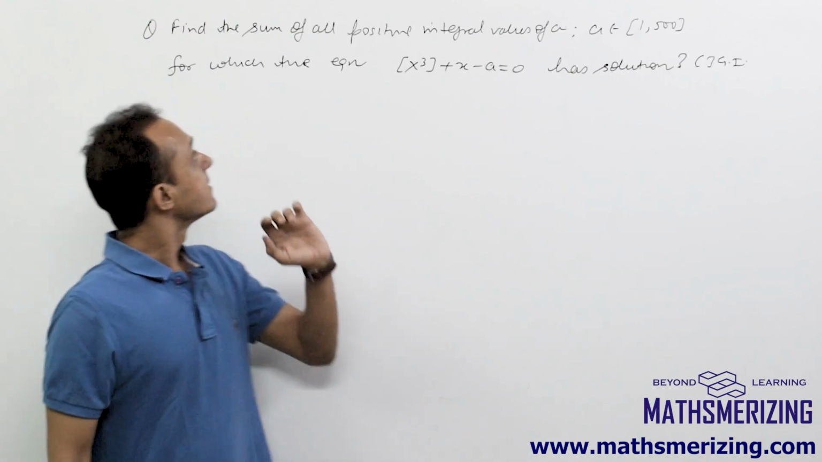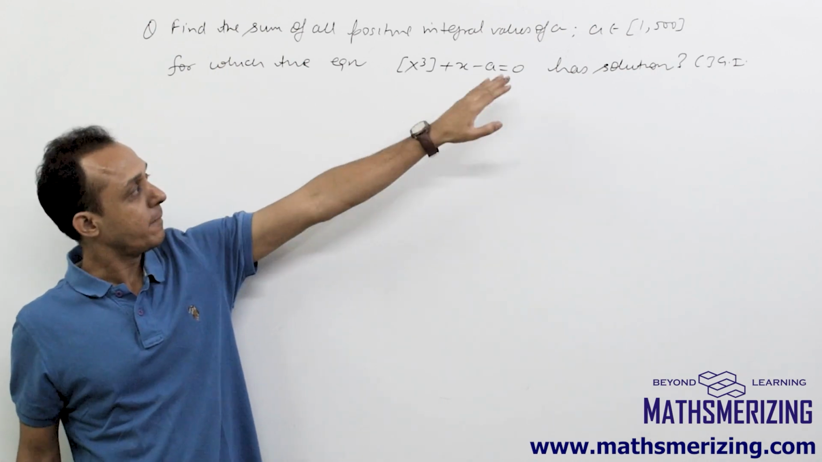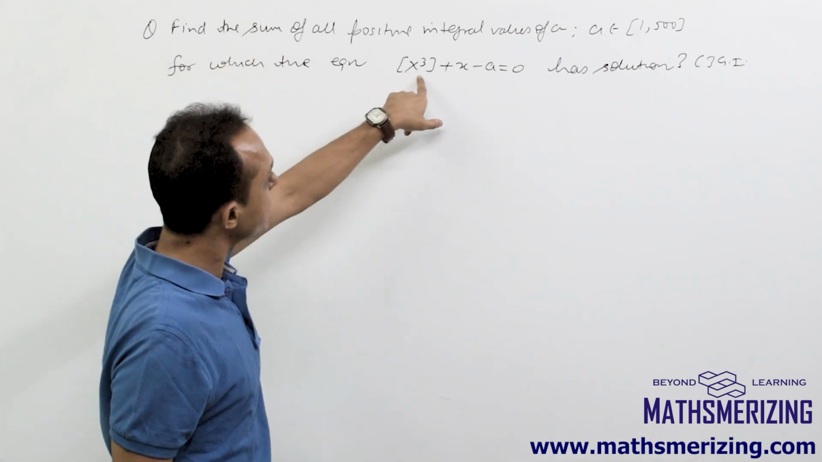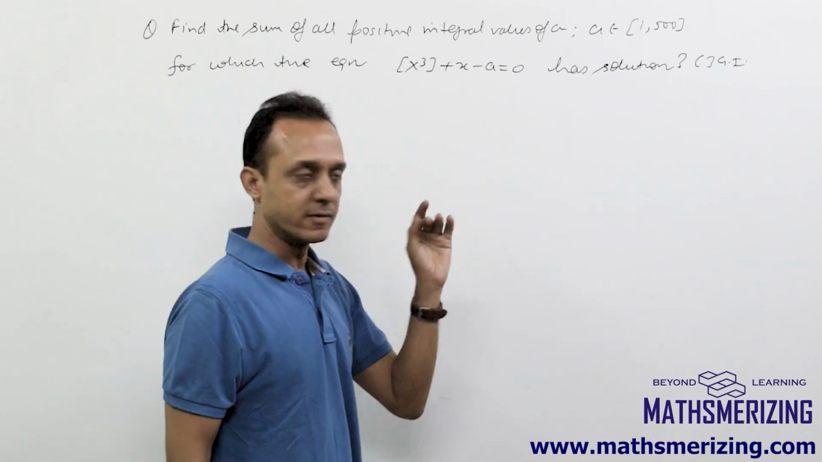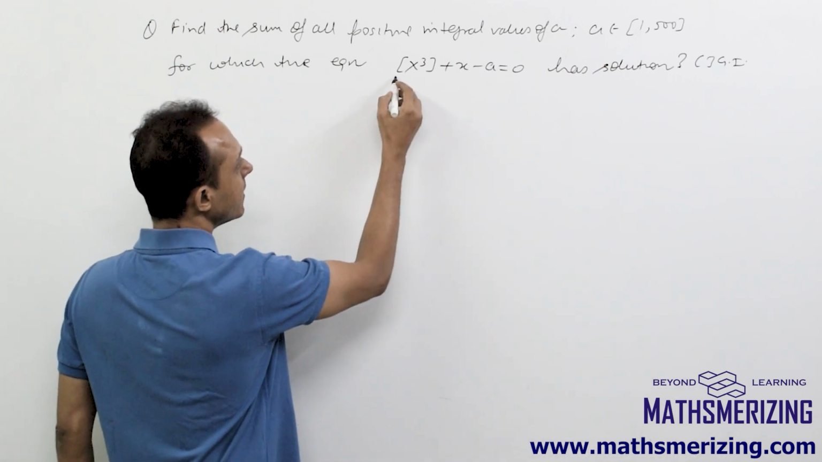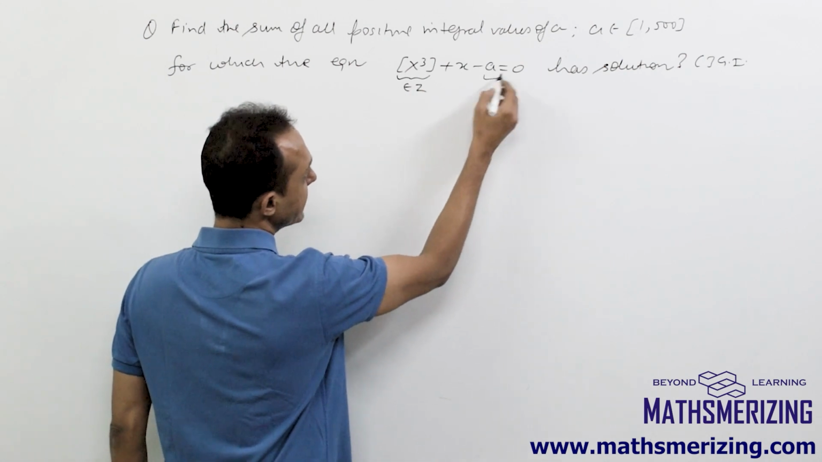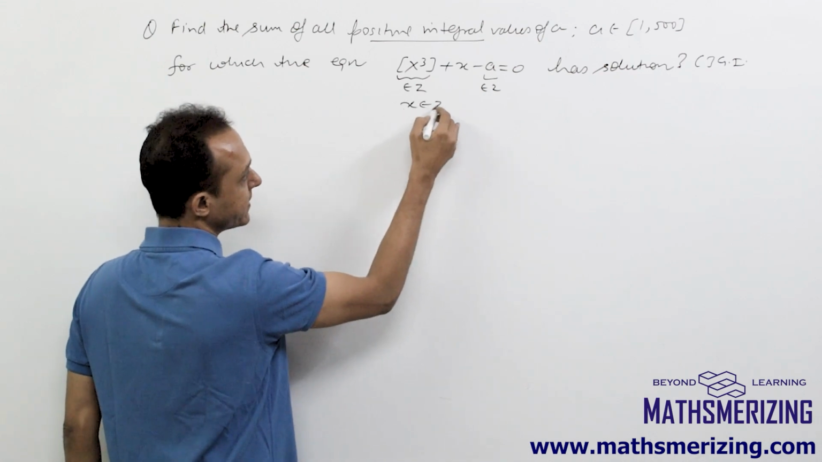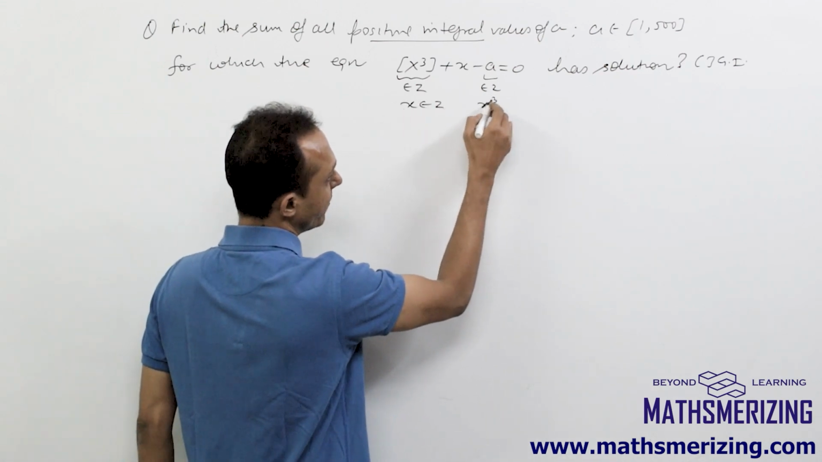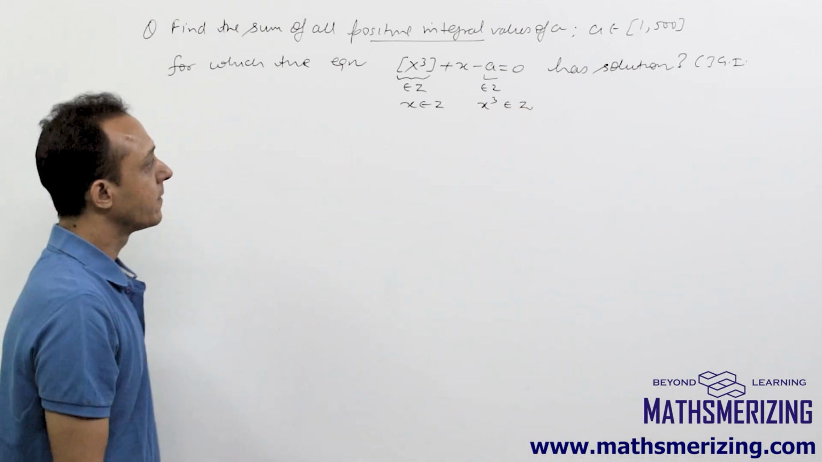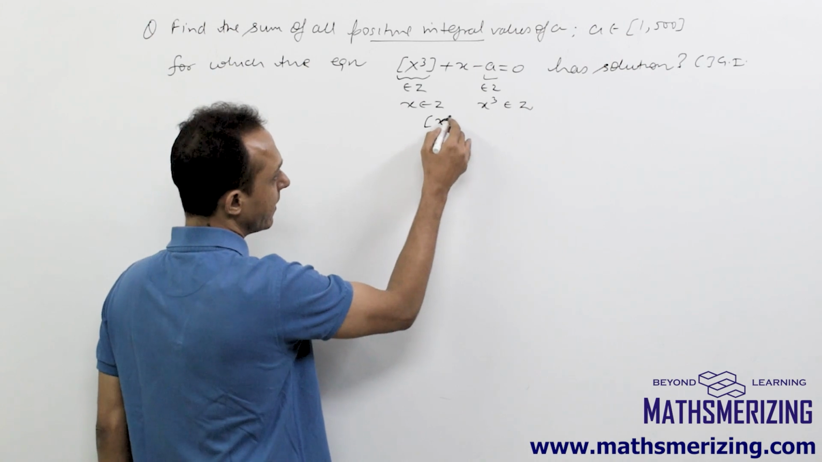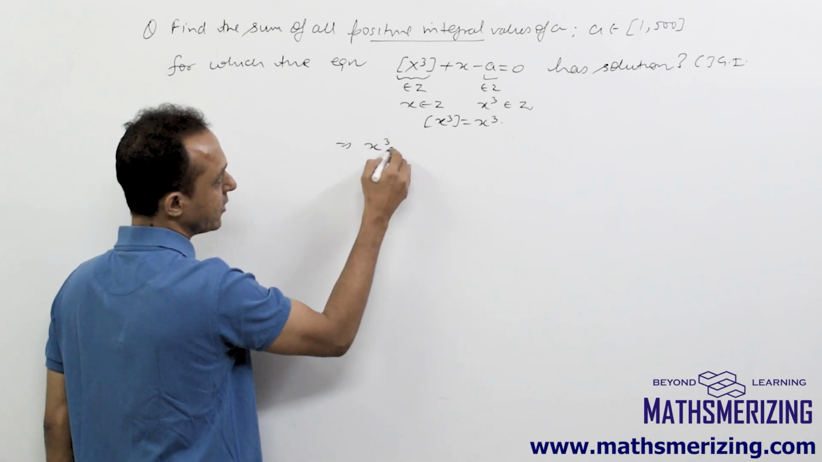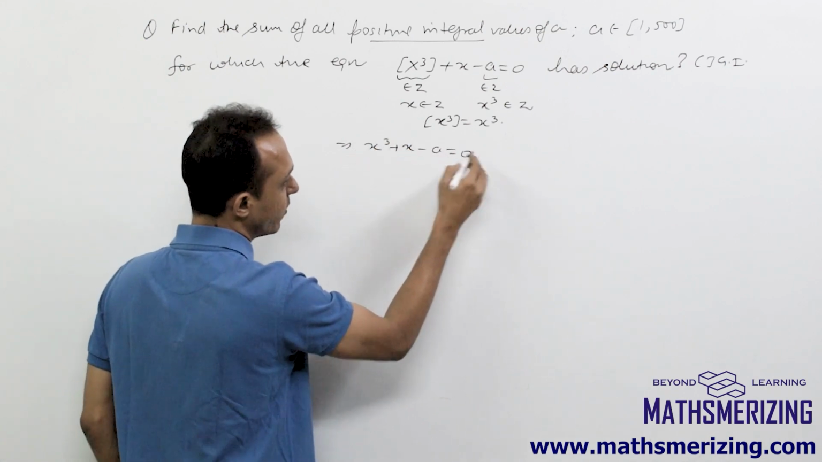So let us take up another question, which is: find the sum of positive integral values of a, where a belongs to 1 to 500, for which the equation greatest integral function of x cube plus x minus a equals 0 has a solution. Now we know that this greatest integer function gives an integer. This a is given as a positive integer, so clearly x is an integer. When x is an integer, x cube is also an integer, and the greatest integral function of x cube will simply be x cube.